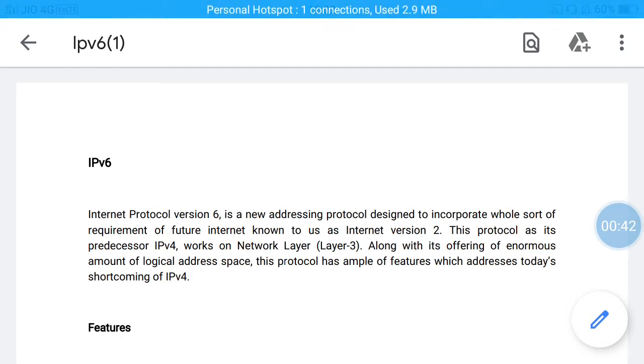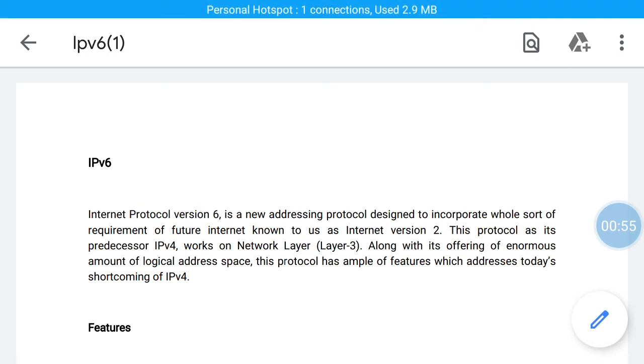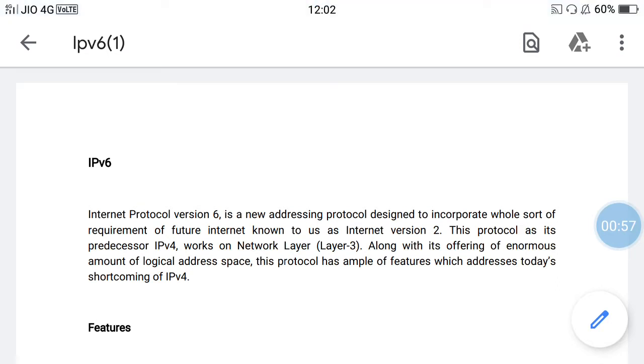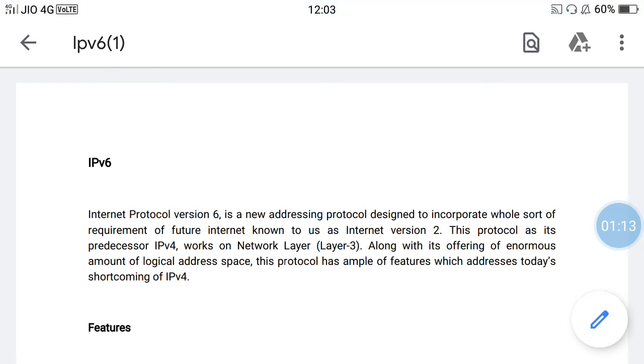Then why do we need IPv6 over IPv4? Because IPv4 does not provide any security for data which we are transmitting through the internet. And the data prioritization in IPv4 is not up to date. So these are the reasons we need IPv6 over IPv4.